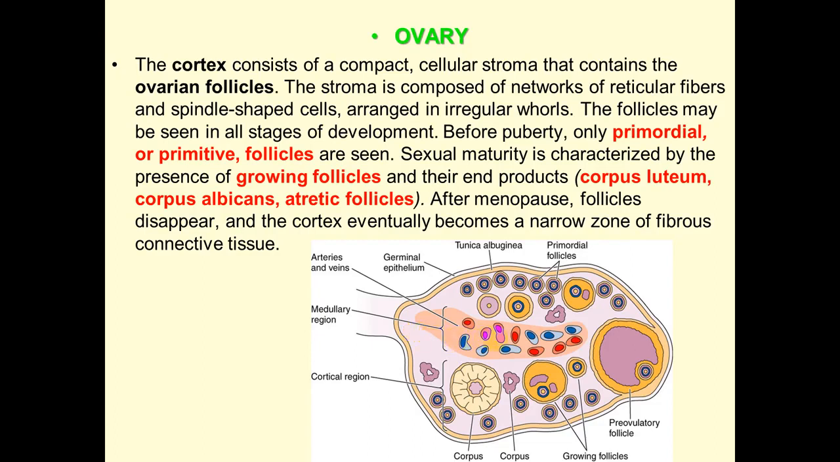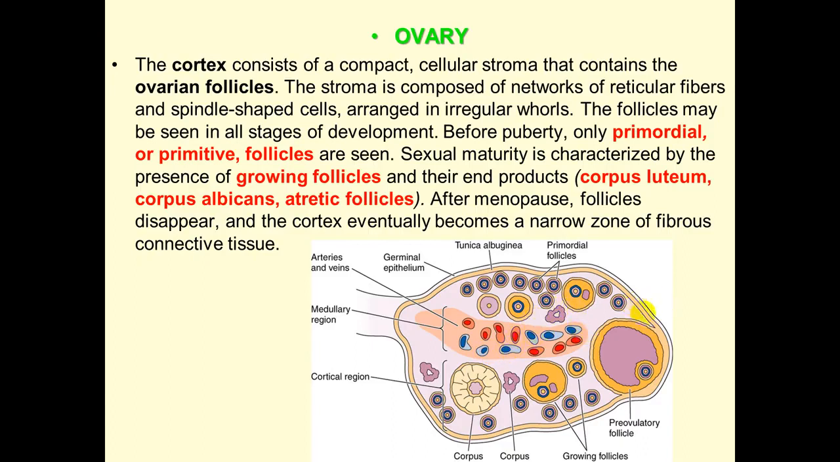The follicles may be seen only in the cortex, and in the ovary of a woman, follicles may be at different steps of their development. This process is called folliculogenesis.